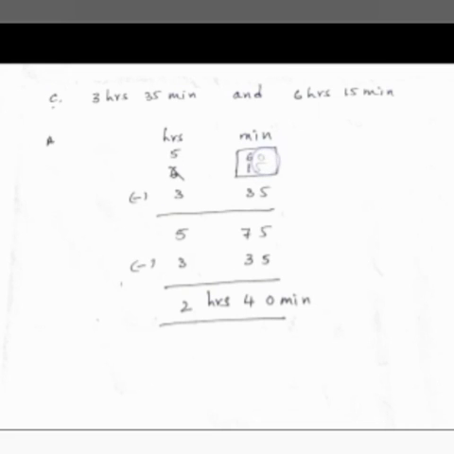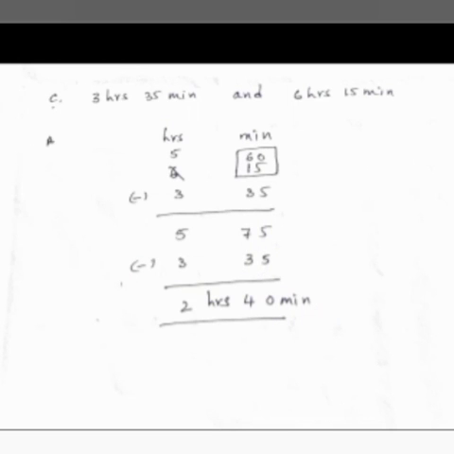Next, we have to add these two. 60 plus 15. How much will we get? 75. How many hours remain? 5 hours remain. Next, minus 3 hours 35 minutes. Now we can do subtraction, no, children? Yes. 5 minus 5 is how much? 0. 7 minus 3 is how much? 4. So how many minutes did we get? 40 minutes.